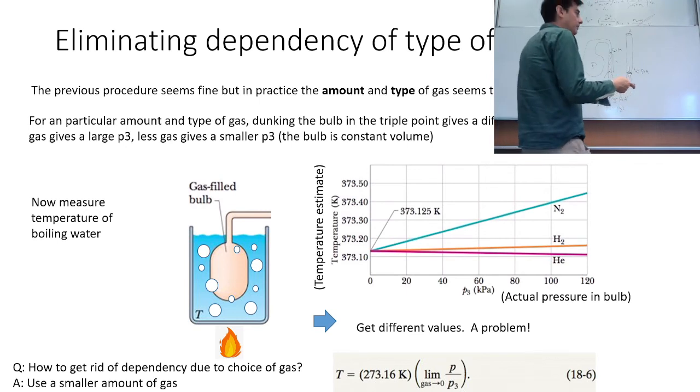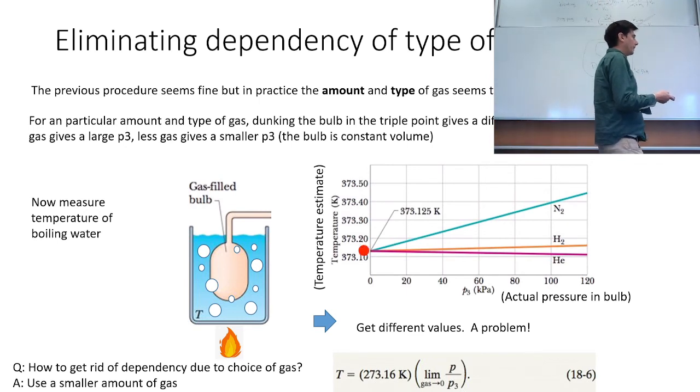So what this graph is showing is, say this is the pressure value that you actually measure, but maybe the way to think of this is just how much volume of gas you actually used in here. So did you use a big bulb or a small bulb, and so forth? And then this is obviously using different types of gases.